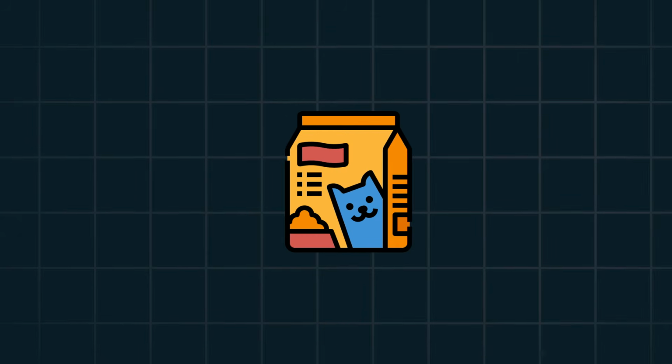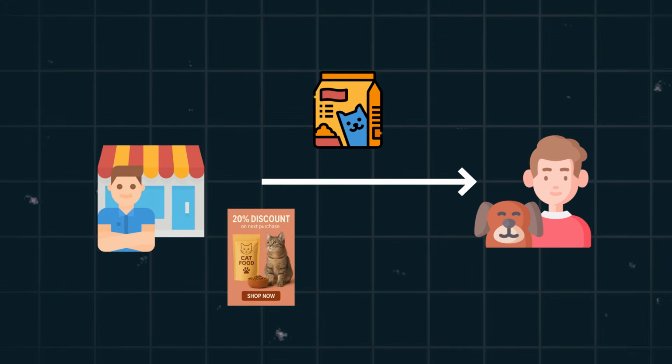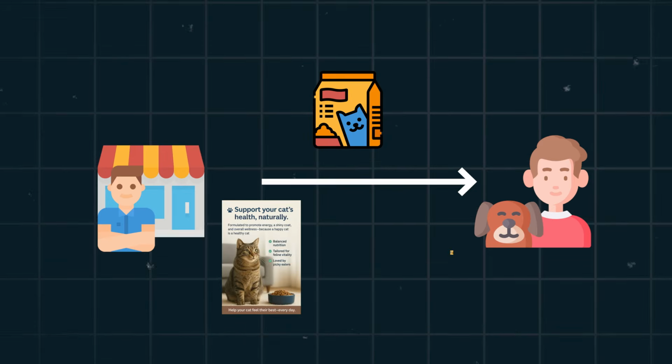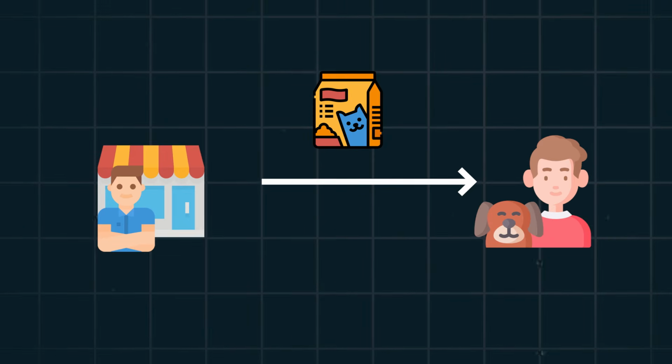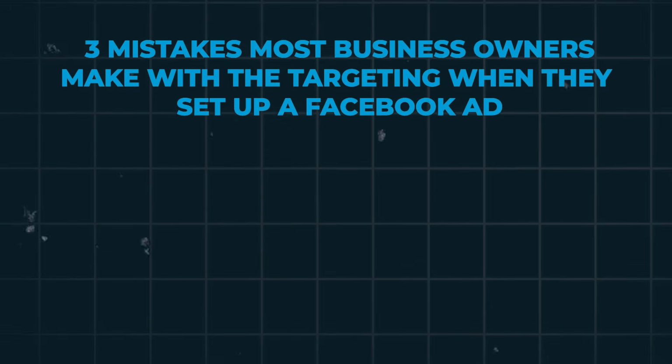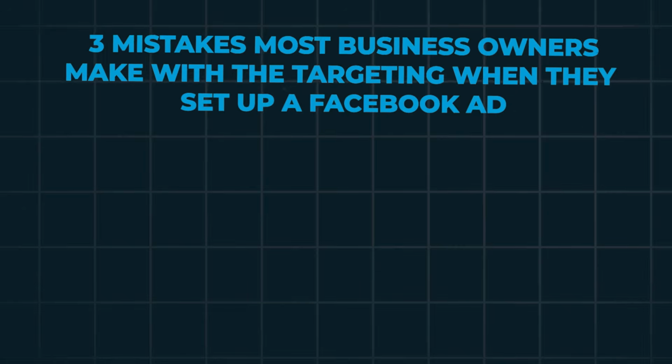It's like trying to sell cat food to dog owners. You can give discounts, you can talk about how awesome your cat food is. You can talk about how it increases the longevity of a cat's life, but it doesn't matter if the people seeing the ad don't own cats. So let's talk about the 3 things most business owners get wrong with the targeting when they set up a Facebook ad and what to do instead.